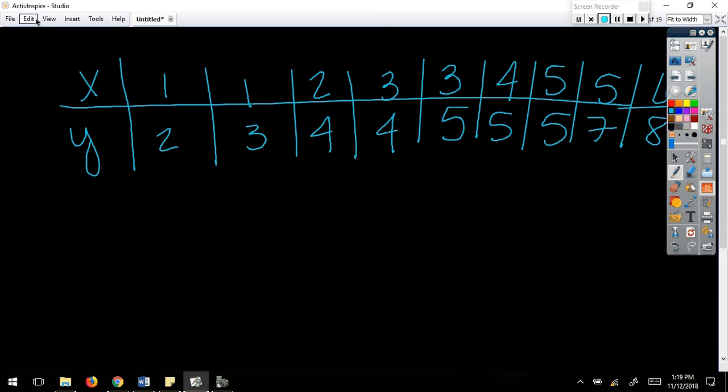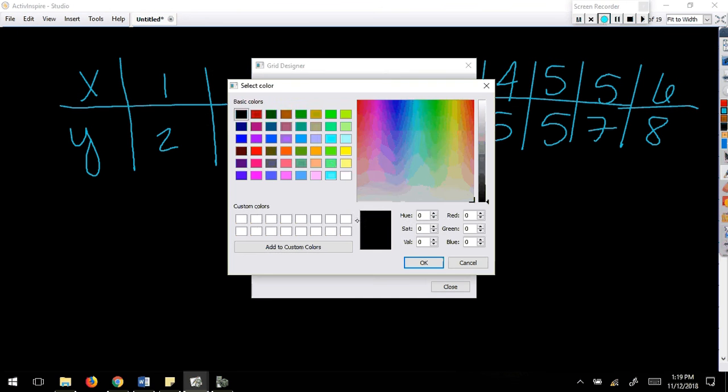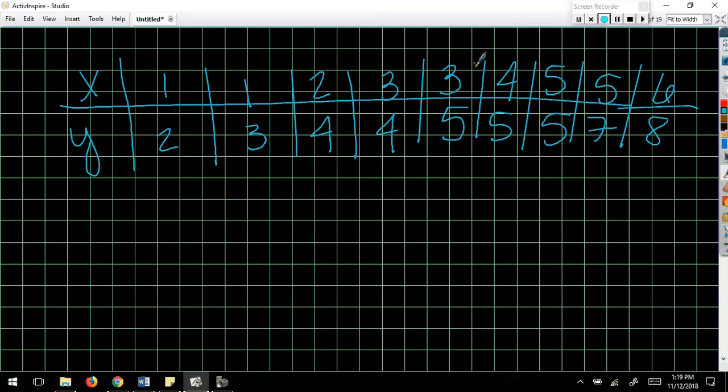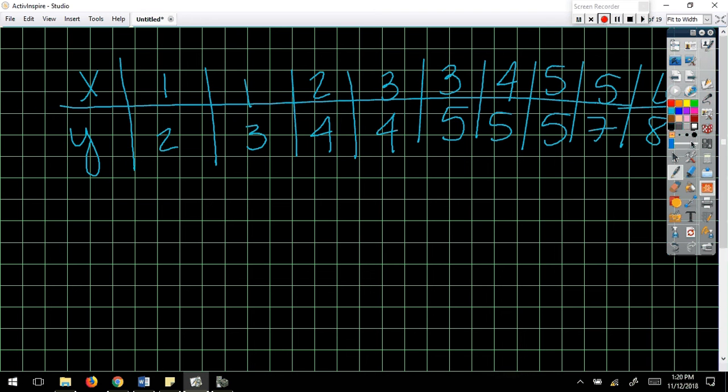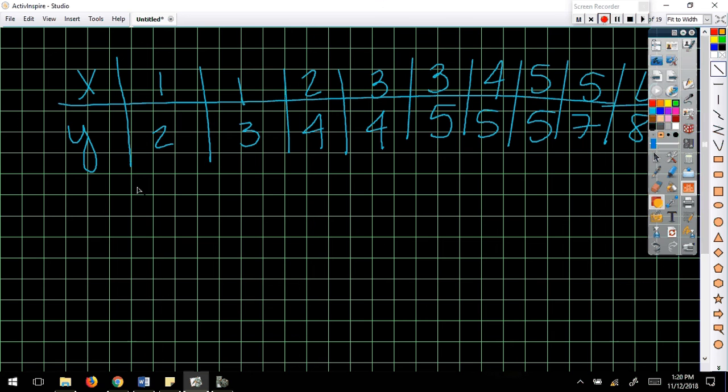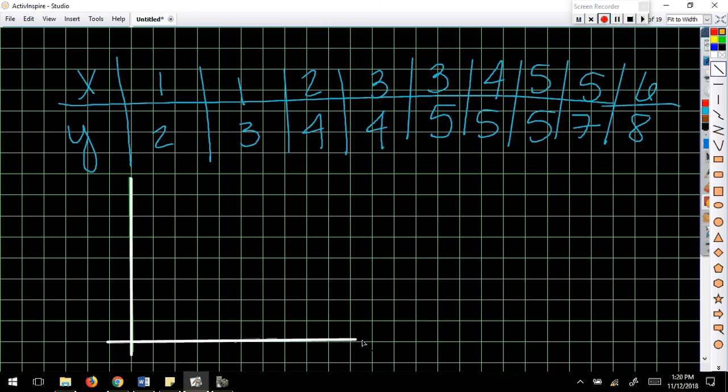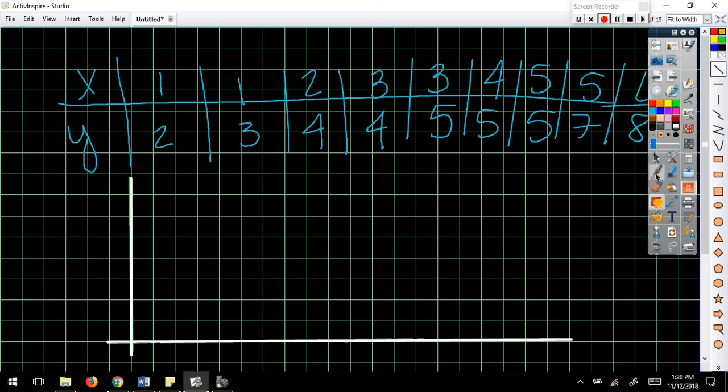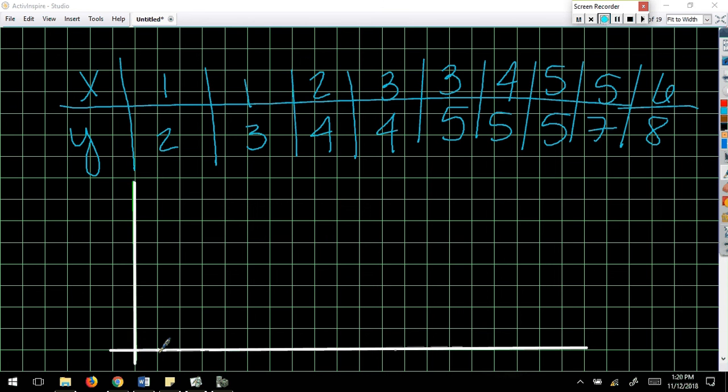As I graph these, let me put a grid on here so you can see what we're doing. I'm going to do it right here below so we have this data all on the same page. Let's contrast that color a little bit. Let's do white. Let's plot these points: 1, 2; 1, 3; 2, 4; 3, 4; 3, 5; 4, 5; 5, 5; 5, 7; and 6, 8.